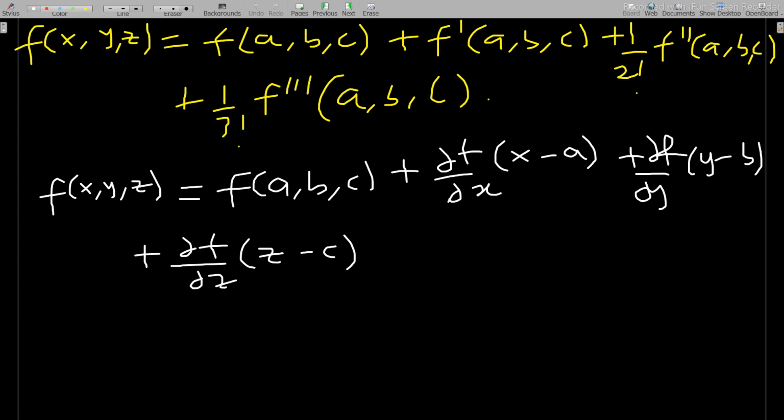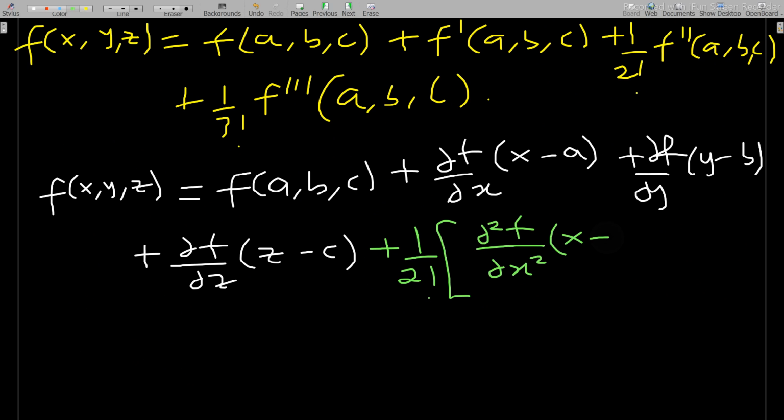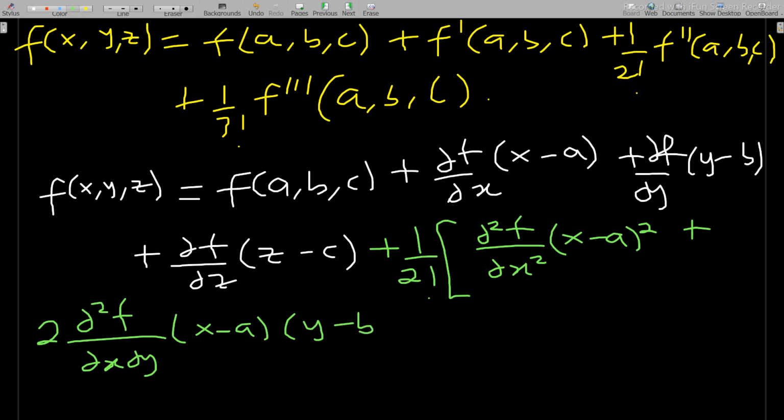So plus, let's use another color so that we get everything. 1 over 2 factorial, and with that we had ∂²f/∂x² (x minus a) squared, plus 2 ∂²f/∂x∂y (x minus a)(y minus b), plus ∂²f/∂y² (y minus b) squared, like that.